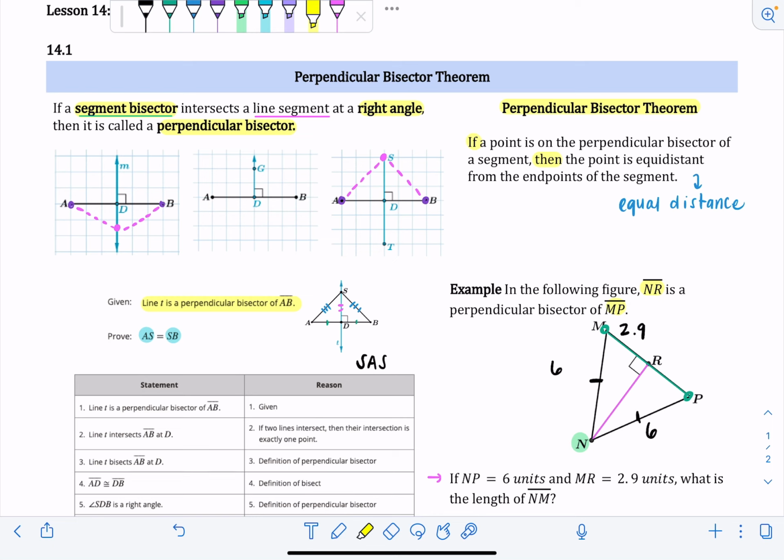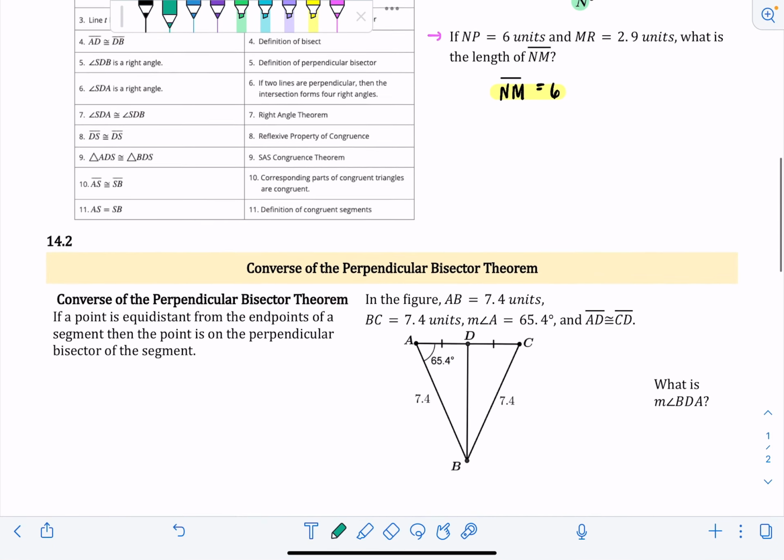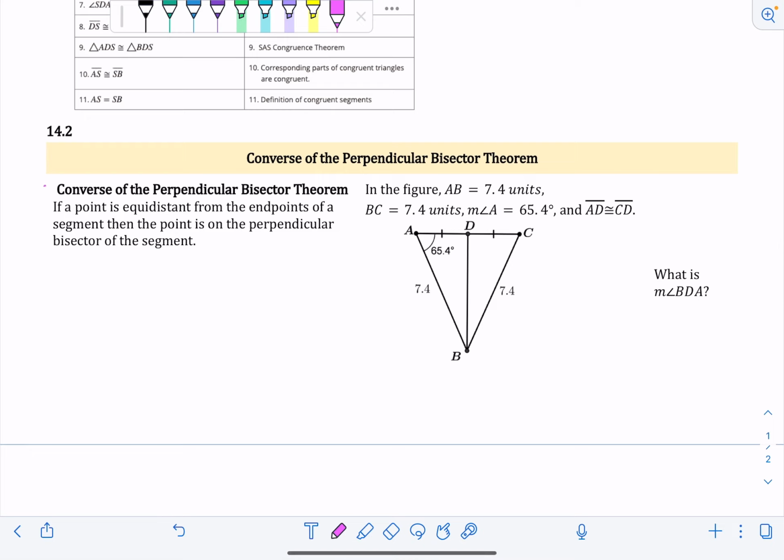Our hypothesis would be the point is on the perpendicular bisector of the segment. That's the initial setup. And then the conclusion is that the point is equidistant from the endpoints of the segment. We got to switch those. So for the converse, what's in purple right now, that's the conclusion, would come first. And then what's in green right now, that's the hypothesis. That's where we would finish. So we just switch the order and try to color code it the same way. Because why not? Okay, so the converse of the perpendicular bisector theorem.